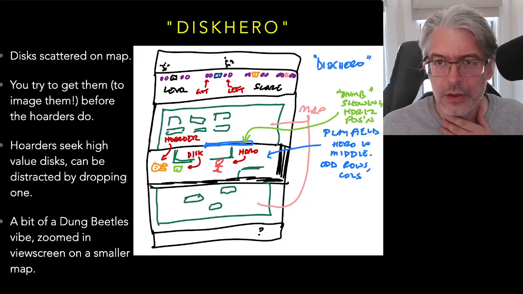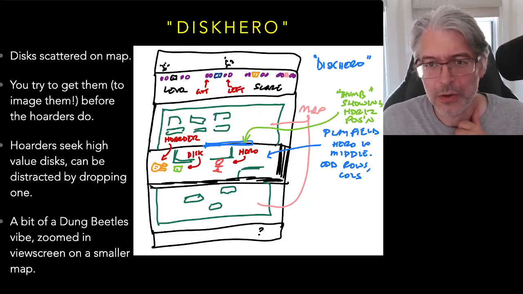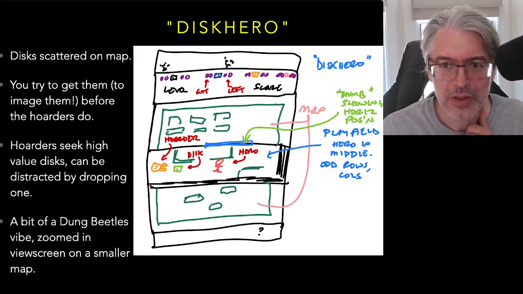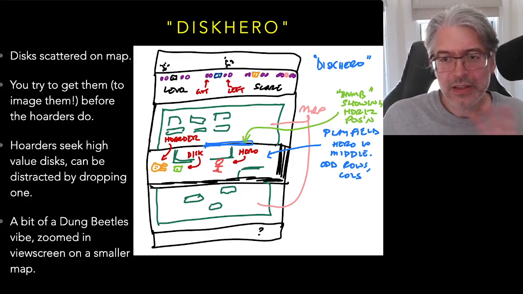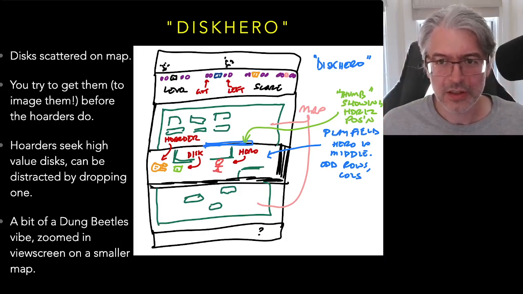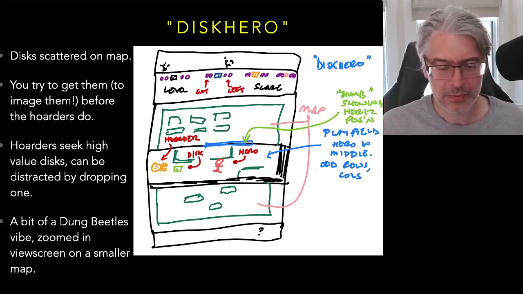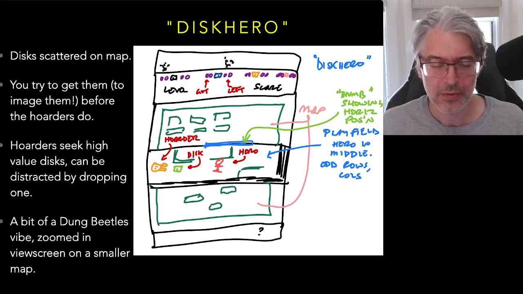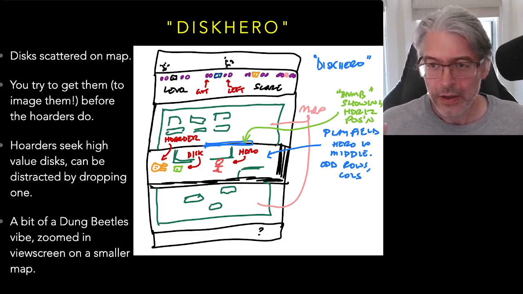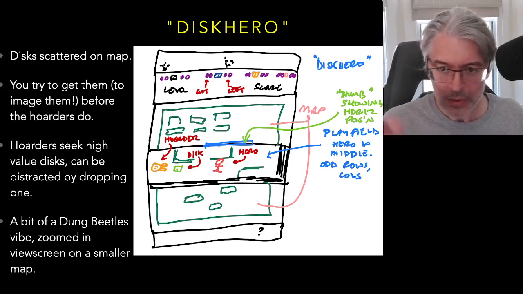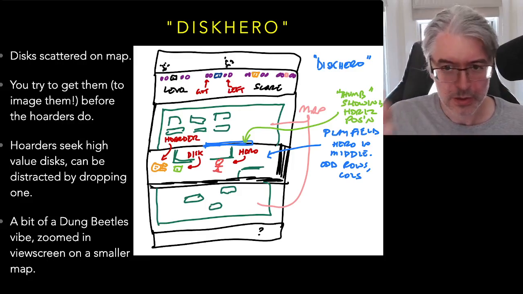I ended up calling it Disc Hero. Not sure it's a great game, but the idea is that there's a map, and it has walls in it, and scattered around in the map are discs. There are discs of varying values. There are four different types of disc, and your goal is basically to go around and collect them.